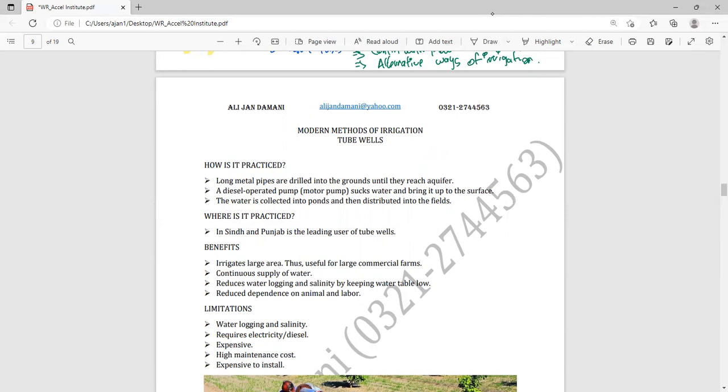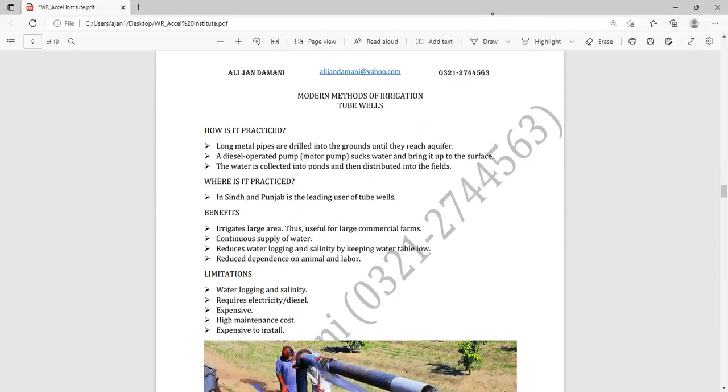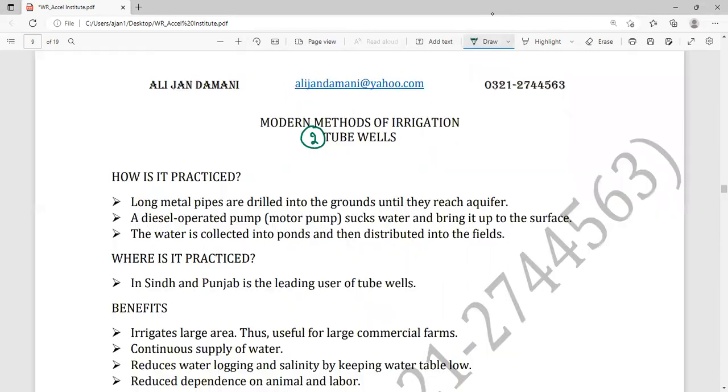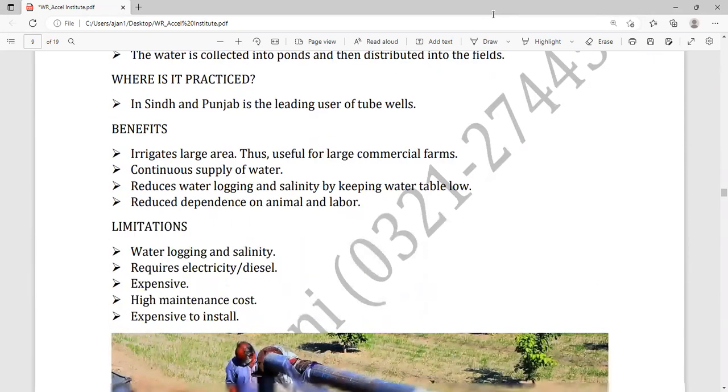Okay, let's move on. So next, the second method is called tube wells, right? It's a really, really common method. It's really common in Sindh and Punjab. Really, really common.